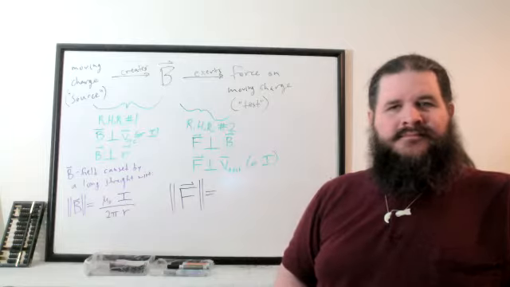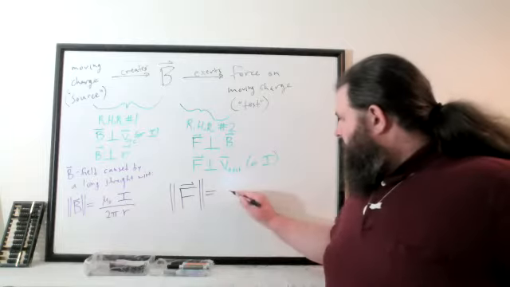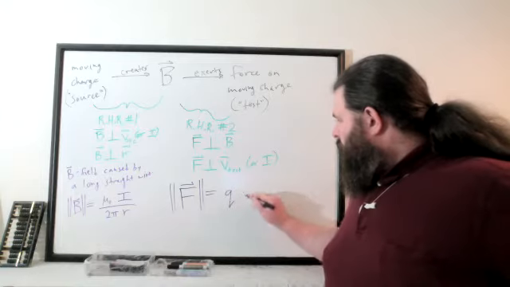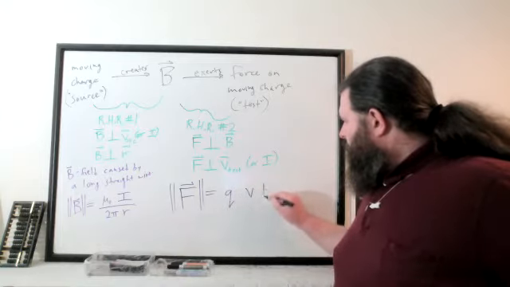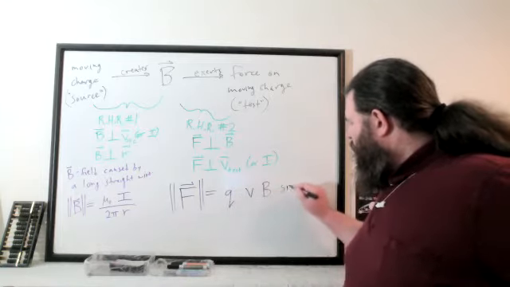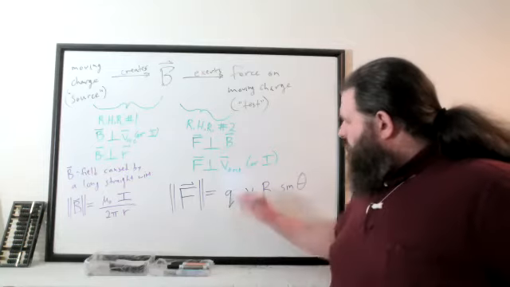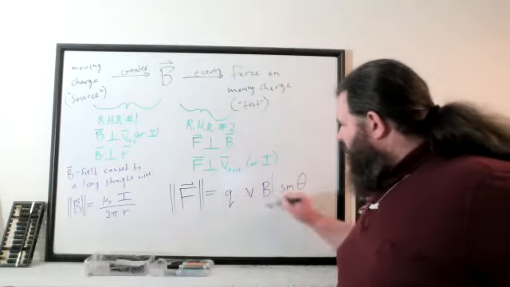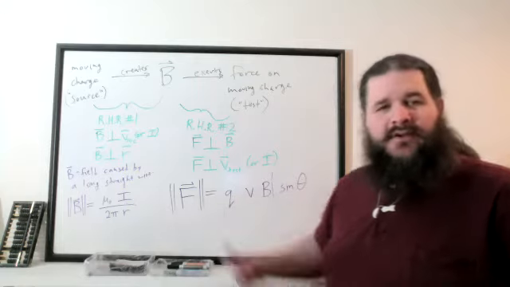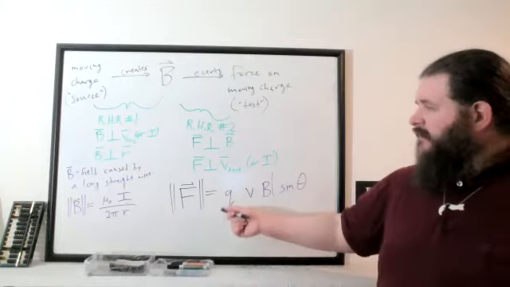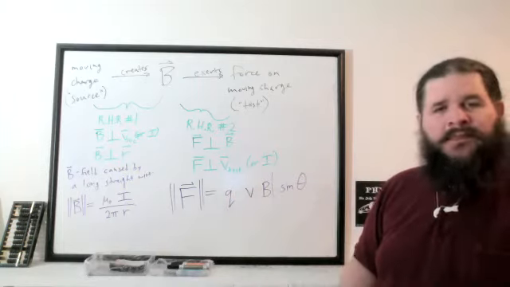Is it Q for the charge times velocity times the magnetic field and then sine theta? Yeah, that should do it. And we should probably interpret this whole thing as being an absolute value because we're just looking for magnitude. We're not caring about direction yet because that's covered by the right-hand rule.